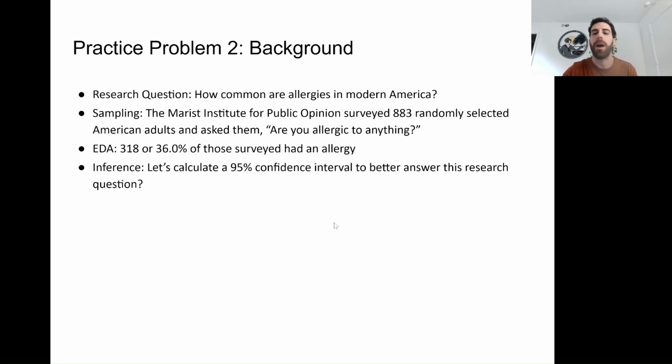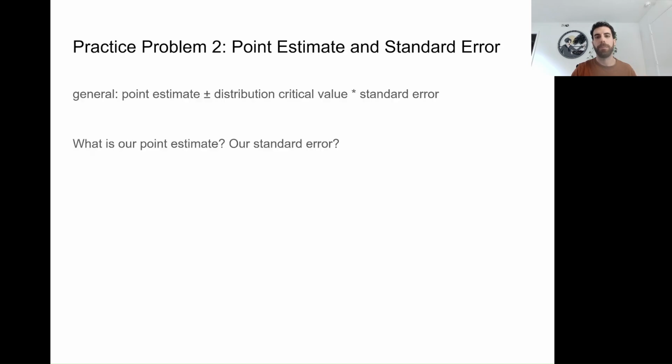So this is looking at how common allergies are. The Marist Institute surveyed 883 people. As soon as you see that, you should think, this is my sample size, 883. And they asked them, are you allergic? And we got 318 people, or 36%, were allergic. So let's calculate a 95% confidence interval for the proportion of people who have allergies in America.